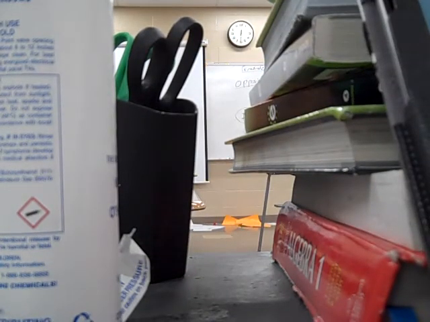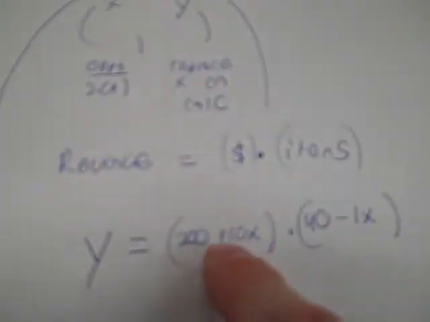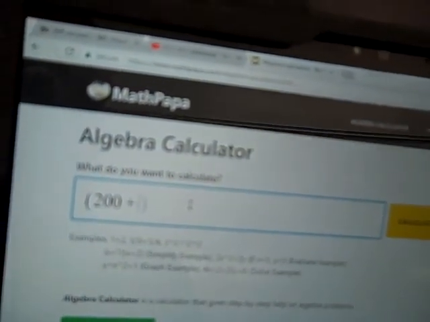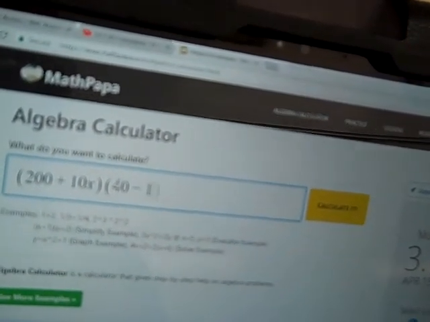Now, if I got a deal for you to get this A and B, here's what you do. You need to go to Google, do a Google search on either your phone or computer, and punch in Math Papa Calculator, okay? Math Papa, P-A-P-A, calculator, just like that. Click on the first link, Algebra Calculator. And you get this screen. It says, what do you want to calculate? Well, we want to calculate 200 plus 10x, so parentheses 200 plus 10x, close it, and then make another parentheses. You don't even need to hit times. It'll times for you if you just hit another parentheses. 40 minus 1x, okay? And that's what we have.